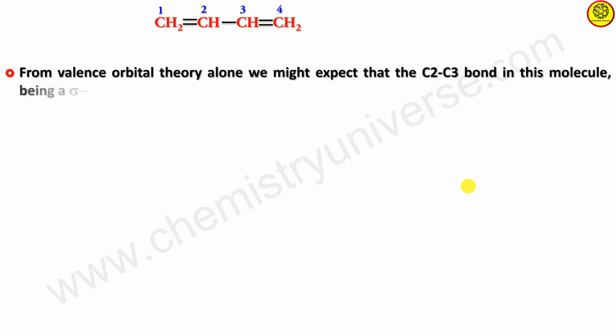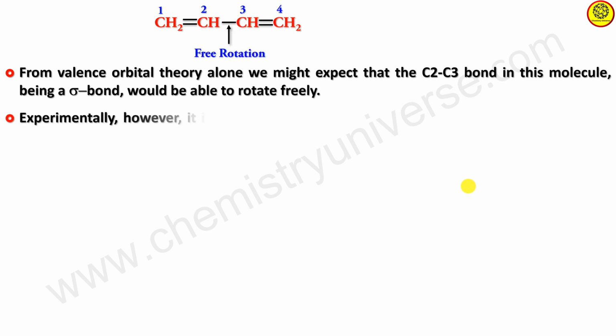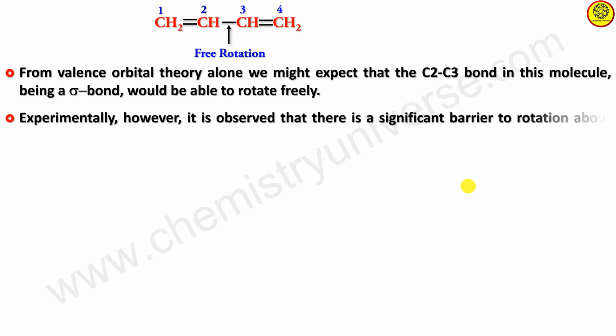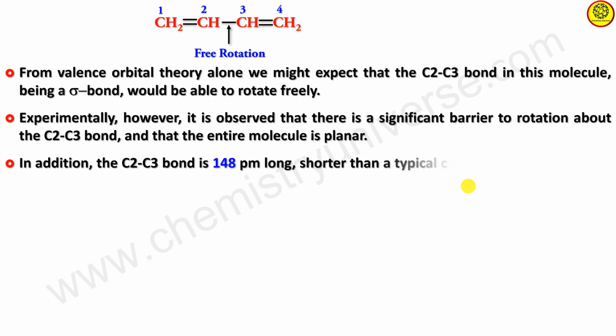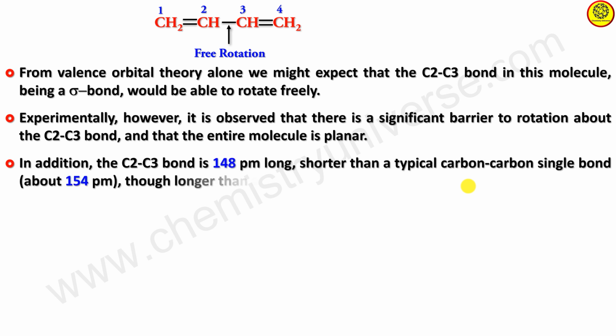From the valence bond theory, we expect C2 and C3 in this molecule to have a sigma bond and the rotation to be free. Experimentally, it is observed that there is a significant barrier to rotation about the C2-C3 bond and that the entire molecule is planar. In addition, the C2-C3 bond is 148 picometers long, which is shorter than a typical carbon-carbon single bond, 154, though longer than a typical carbon-carbon double bond, which is 134. So the C2-C3 carbons have some pi interactions in them.